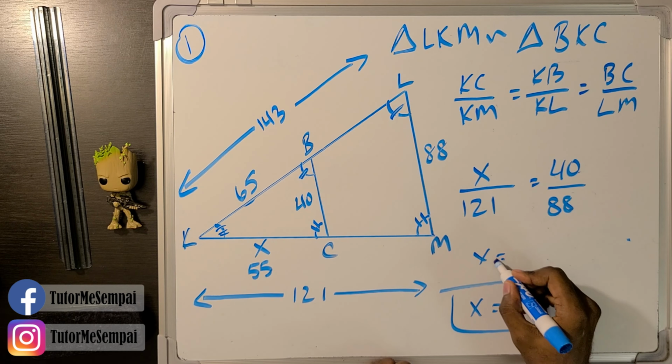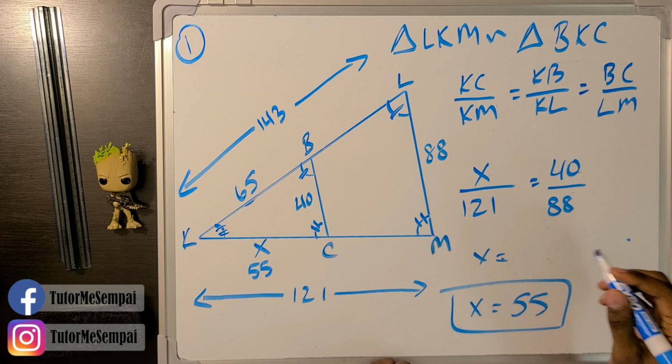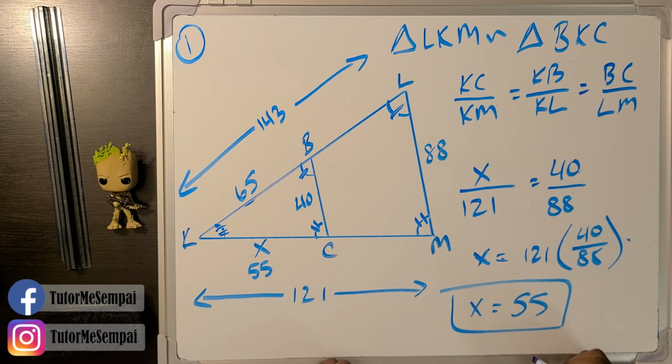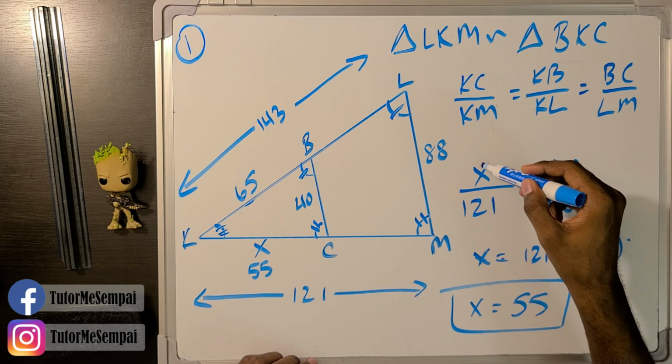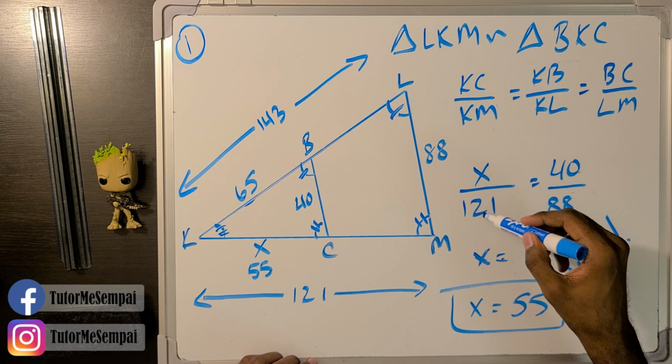Now X is going to be slightly different because it's now 121 times 40 over 88. Now when you plug this into your calculator, do you still get X equals 55? You do. So we know that because we found 55 both ways, we can be sure that 55 is indeed our answer. Let's move on to our second question.